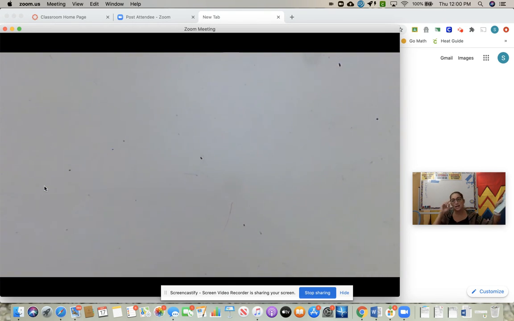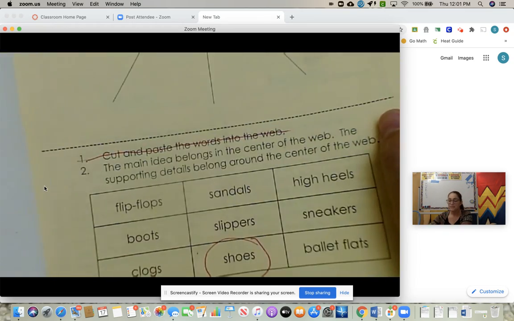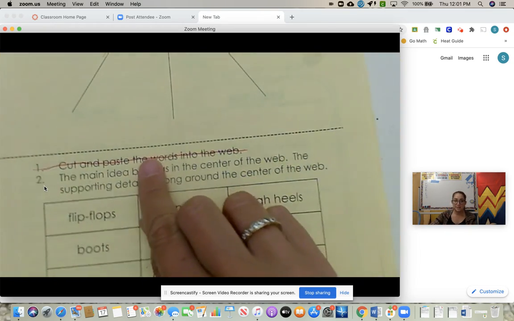We had walk to learn, and then we came back for a little bit, and then you pulled out your weeks 4 and 5 third grade language arts. You are going to flip all the way to the back to page 16. 16. We are not cutting and pasting.